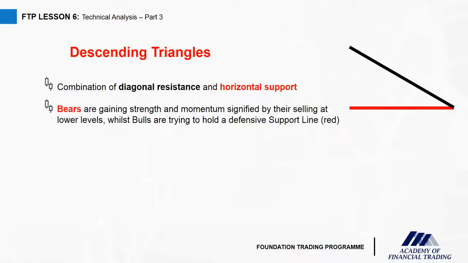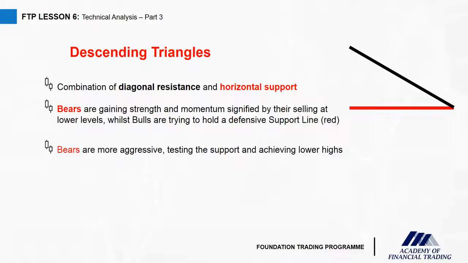This is where bears are gaining strength and momentum, signified by their selling at lower levels, while bulls are trying to hold a defensive support line. And in this market, the bears are being more aggressive, testing the support and achieving lower highs as they go down. Now remember, with the ascending triangle, it was a higher low, and with the descending triangle, it's a lower high.